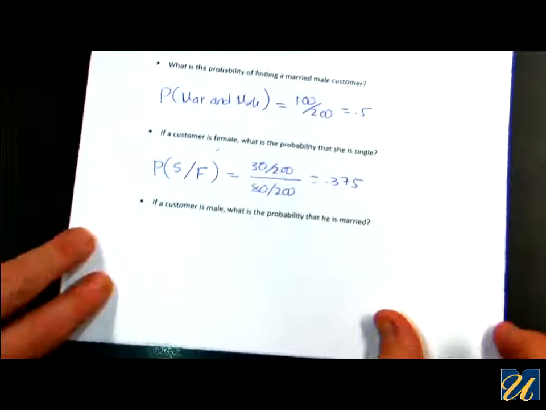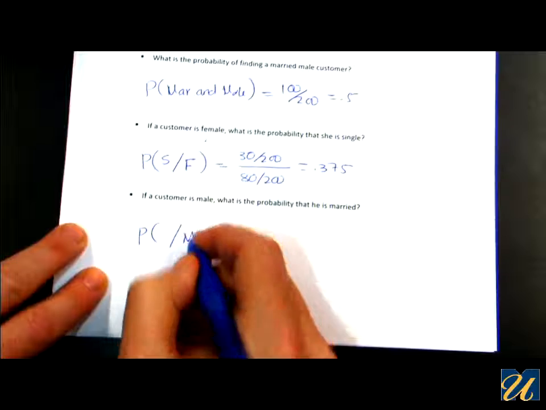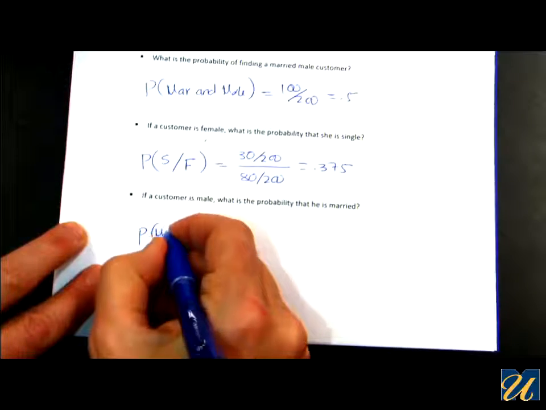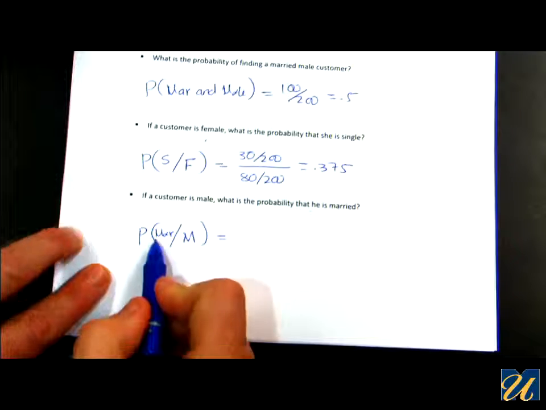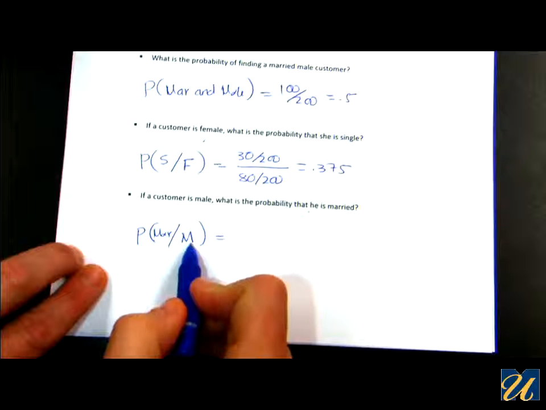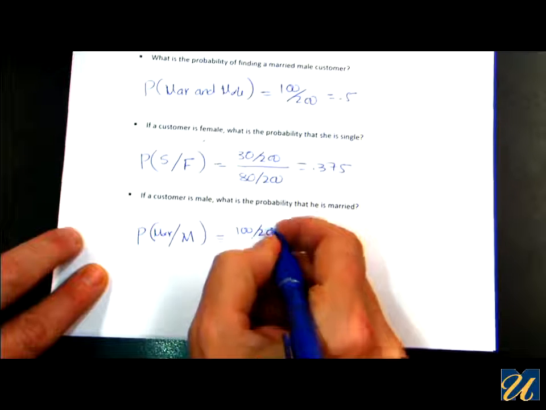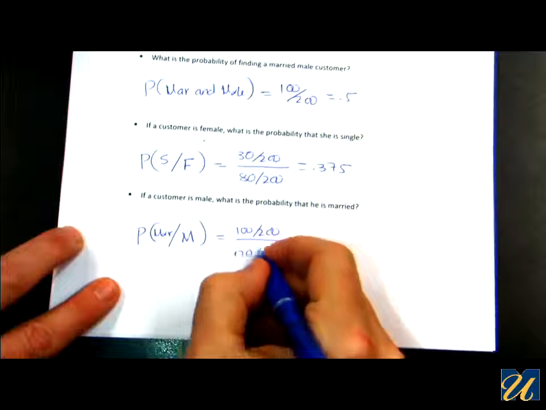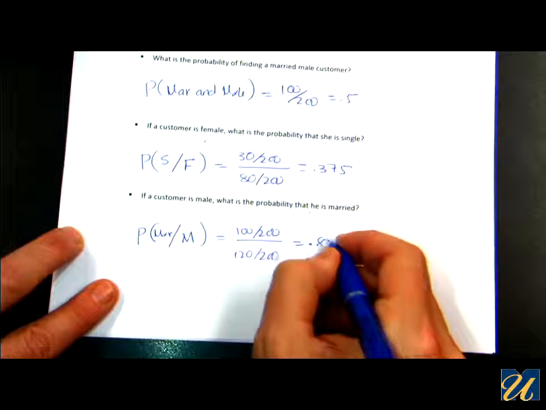If a customer is a male, once again, conditional probability, given the customer is a male, what is the probability that he is married? So you take the probability of married and male, so you take the point of intersection, which is 100 over 200, over the probability of selecting a male, which is 120 over 200, and your probability will be 0.833.